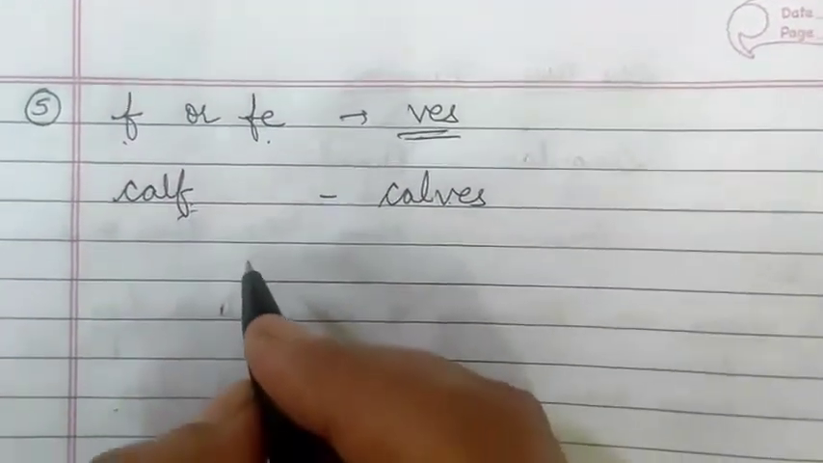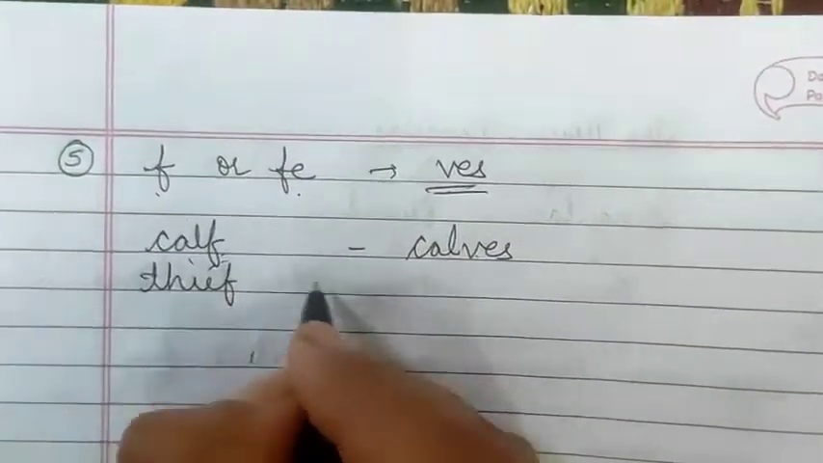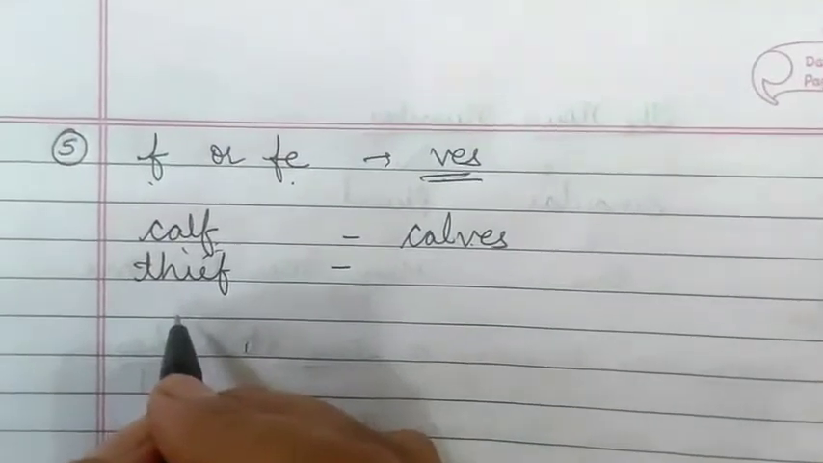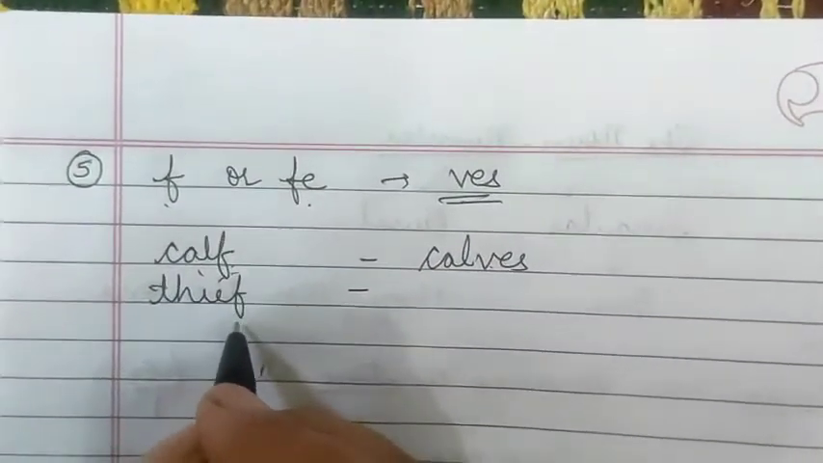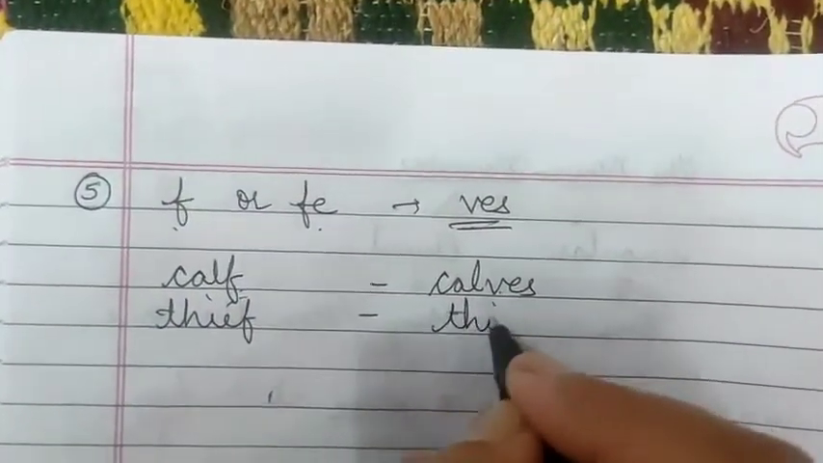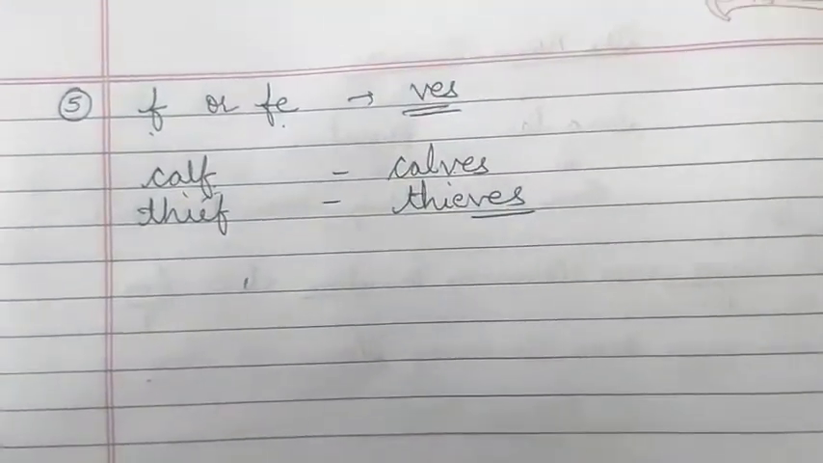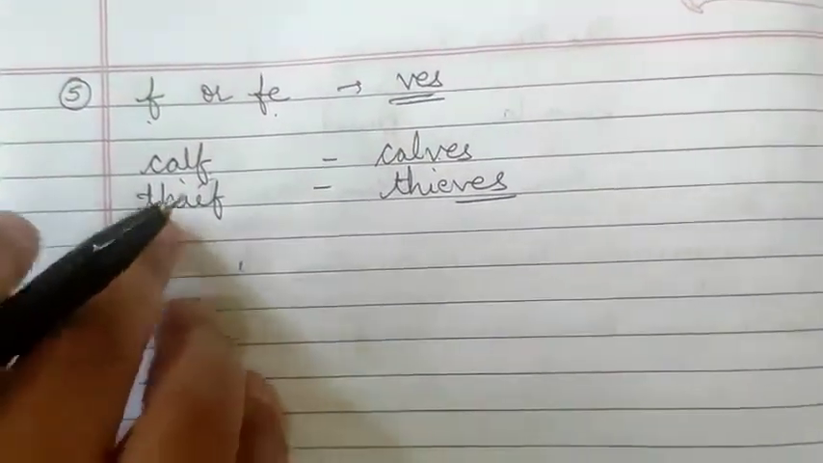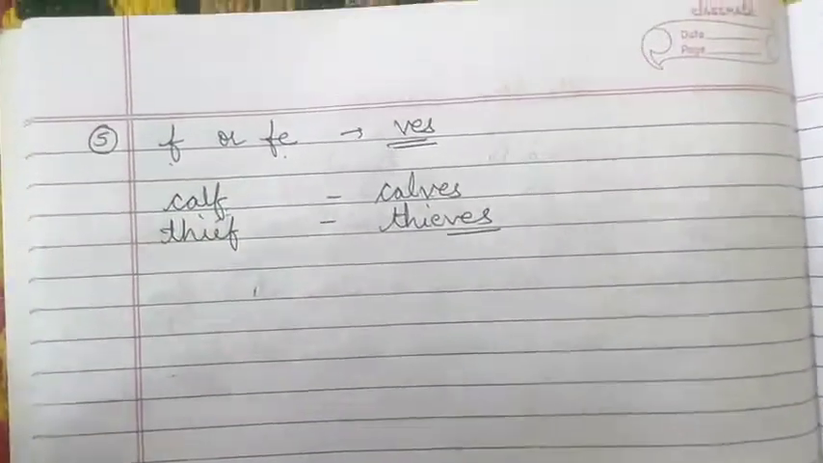Let me give you one more example regarding this. Thief. Thief is a singular noun. It is singular in number. Thief. Again it is ending with F. Then THIEVES. VES we have added here. Now, let's move on to the next rule. How to change the singular nouns into plural ones.